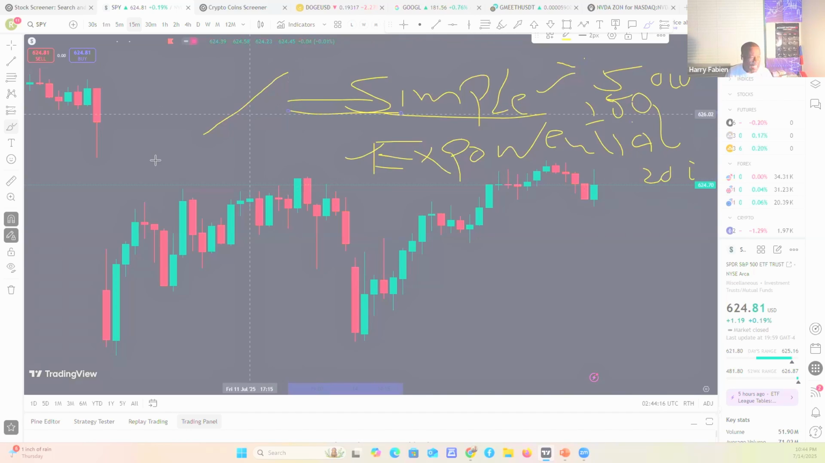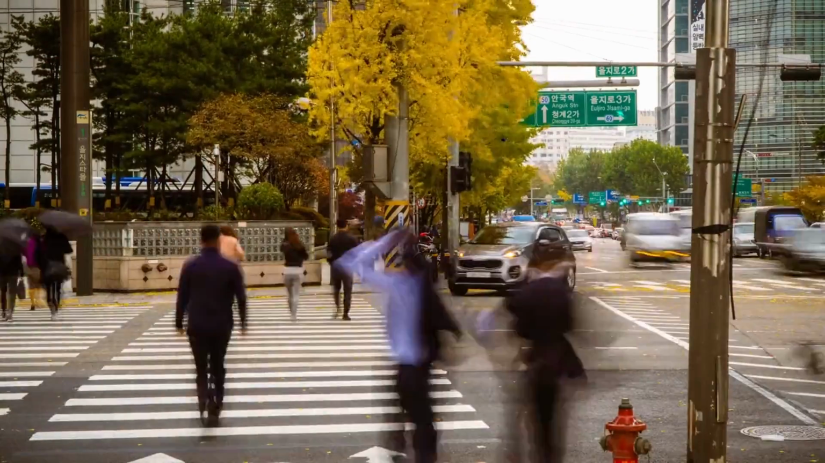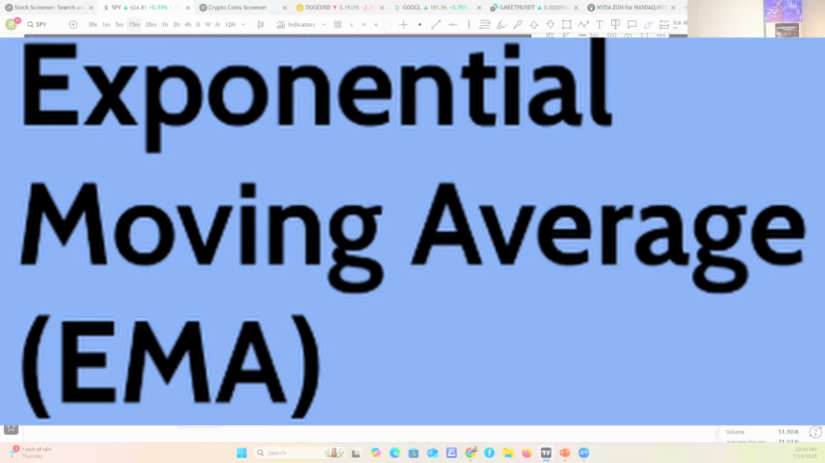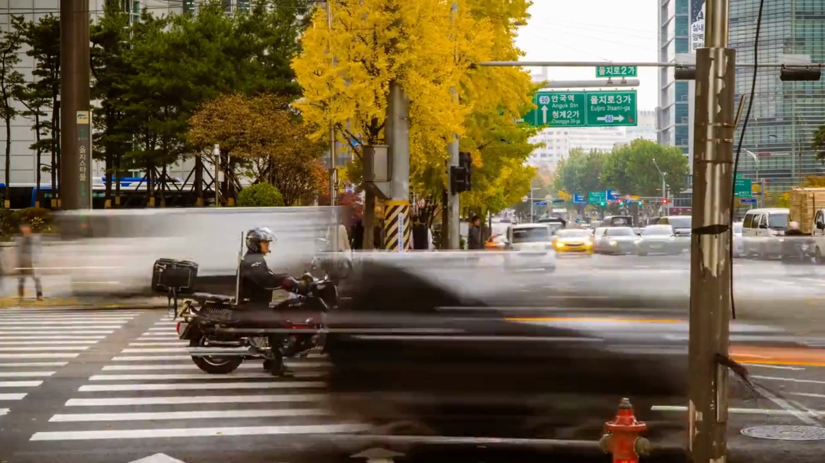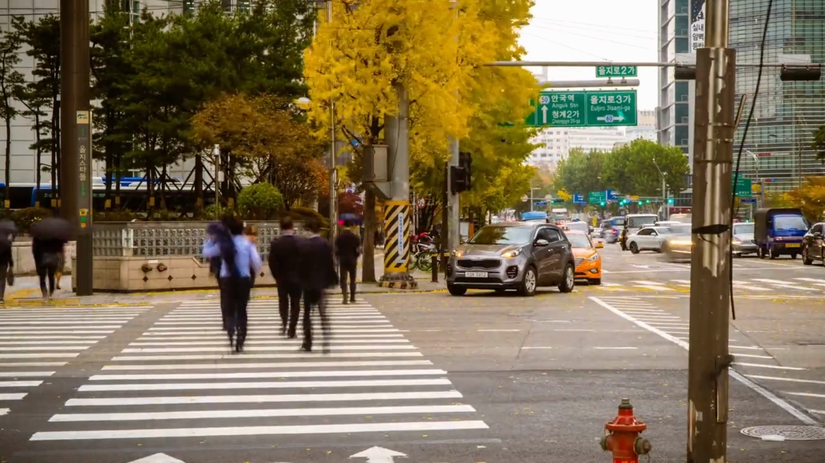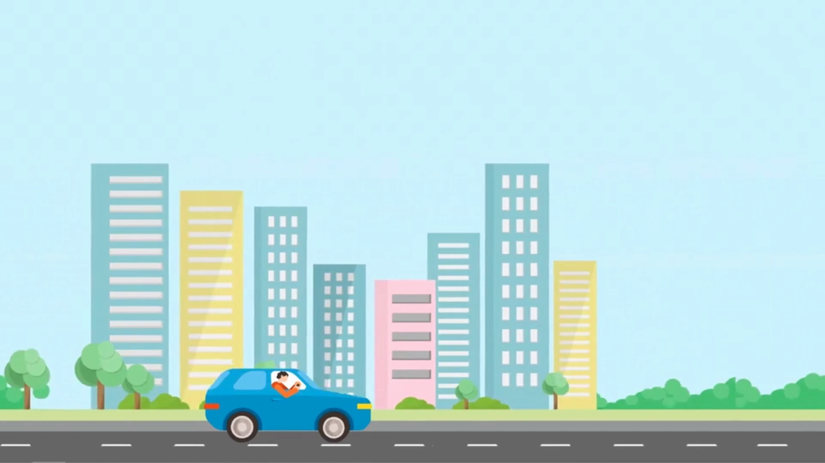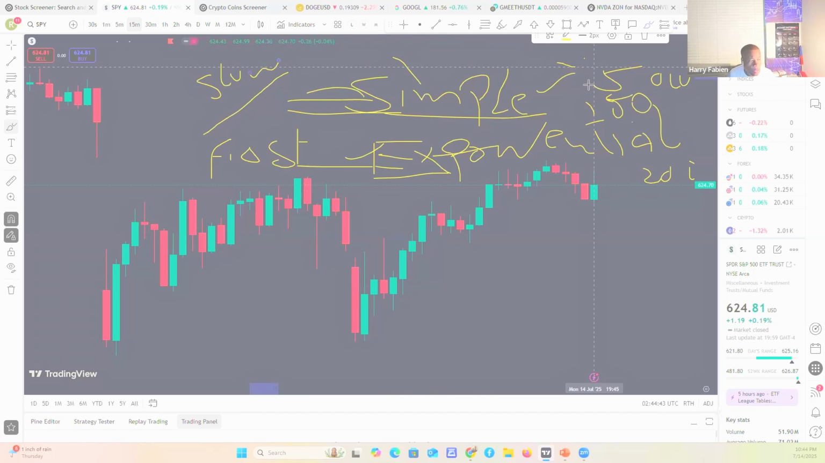Now, the exponential moving average gives more weight to recent price. It reacts faster, so the exponential moves fast. That's the difference between the exponential and the simple moving average. The simple moving average moves slowly, and you can use it for long term as a 50, 100, or 150 moving average.